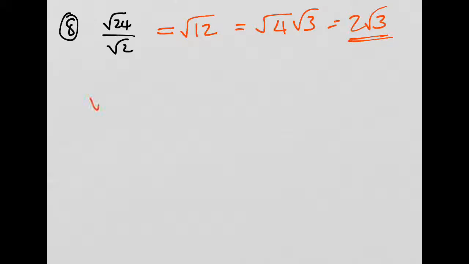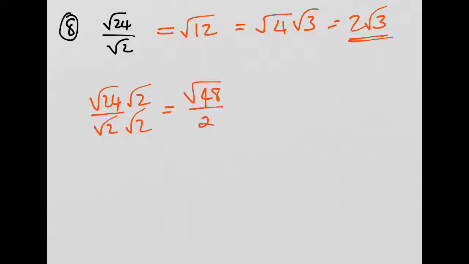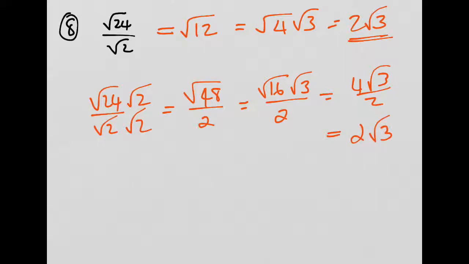Or the second method is to rationalise the denominator at the very start. So multiply the top and bottom by root 2. So the top becomes root 48, the bottom becomes 2. Root 48 is root 16 times 3 divided by 2. Root 16 is 4 root 3's divided by 2, and 2 goes into 4 twice, so you end up with the same answer. First method is quickest.